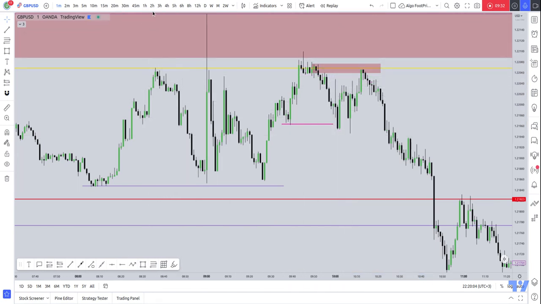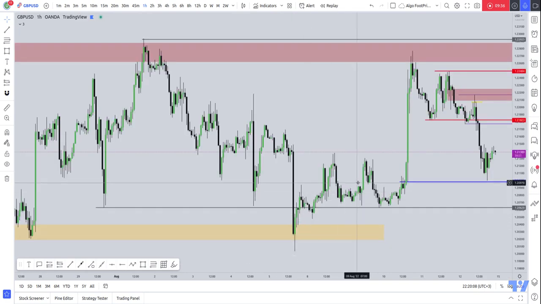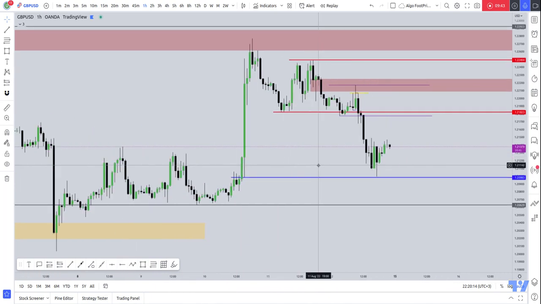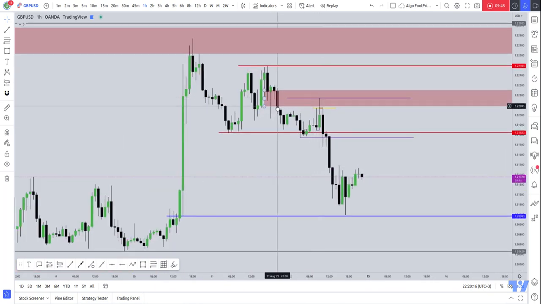Now for the target, I switched back to H1. Why H1? Because that is where I was able to identify. By the way, I also forgot to show us that we had also a gap right here from this candle. This candle, that is a gap that the algo had to fill.